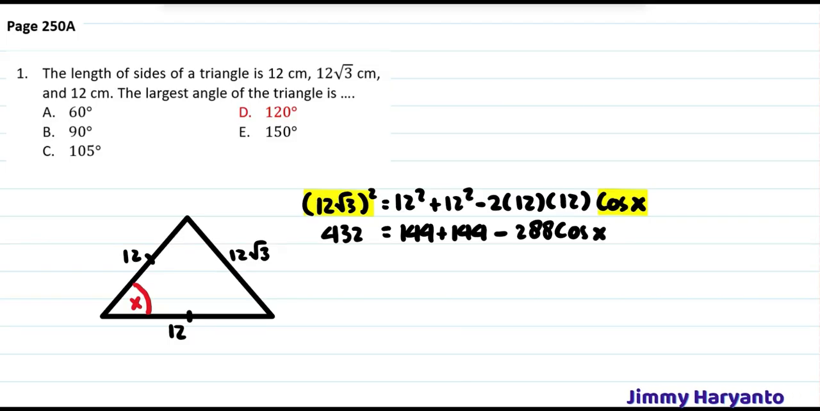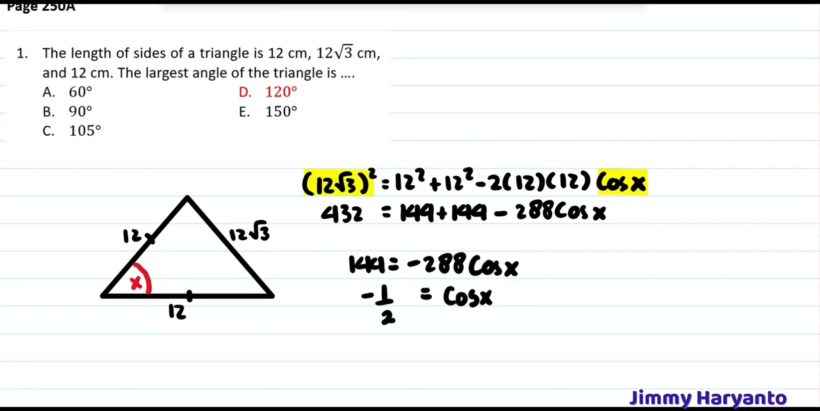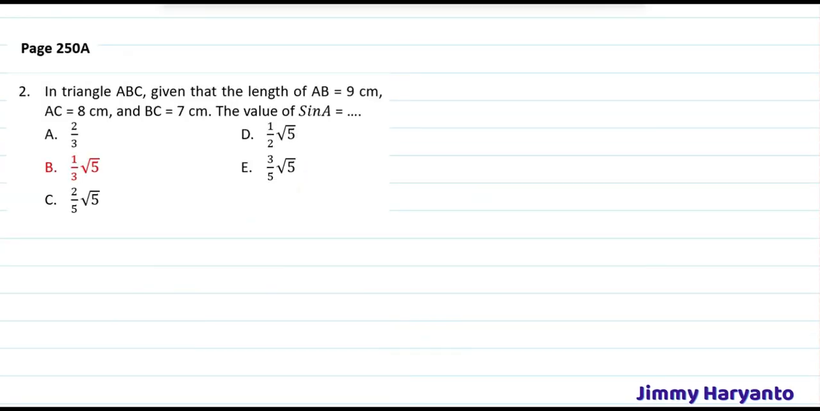Okay, and then you have to calculate 432 minus 144 minus 144 equals 144, which equals negative 288 cos x. Then cos x equals 144 divided by negative 288, which equals negative half. That means x will be 120 degrees. How do you get 120 degrees? You think about what angle has a cosine that gives negative half as the result. Yeah, that means x will be 120.